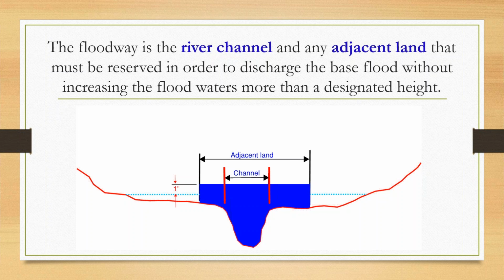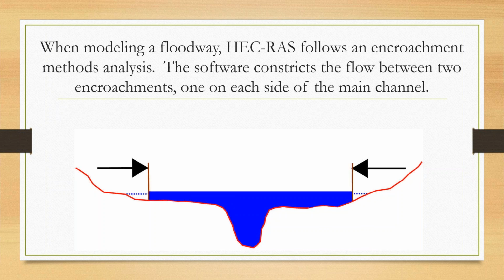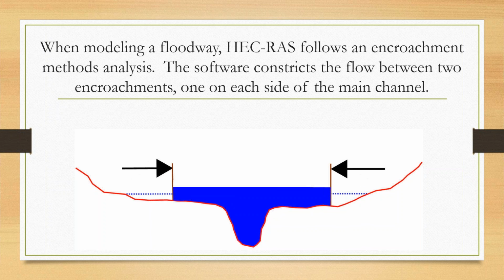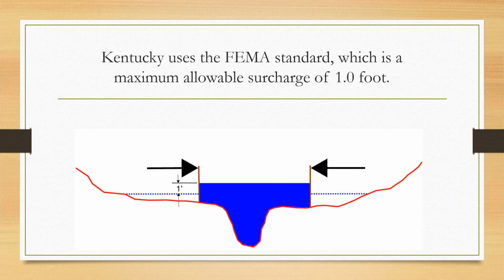All right, when it comes to modeling a floodway, HEC-RAS follows an encroachment methods analysis. And what that means is the software starts constricting the flow on each side of the channel, and it systematically starts pushing that water together, and it tries to balance how much flow is being lost on each side until it gets to the point where the elevation of that encroachment approaches 1 foot.